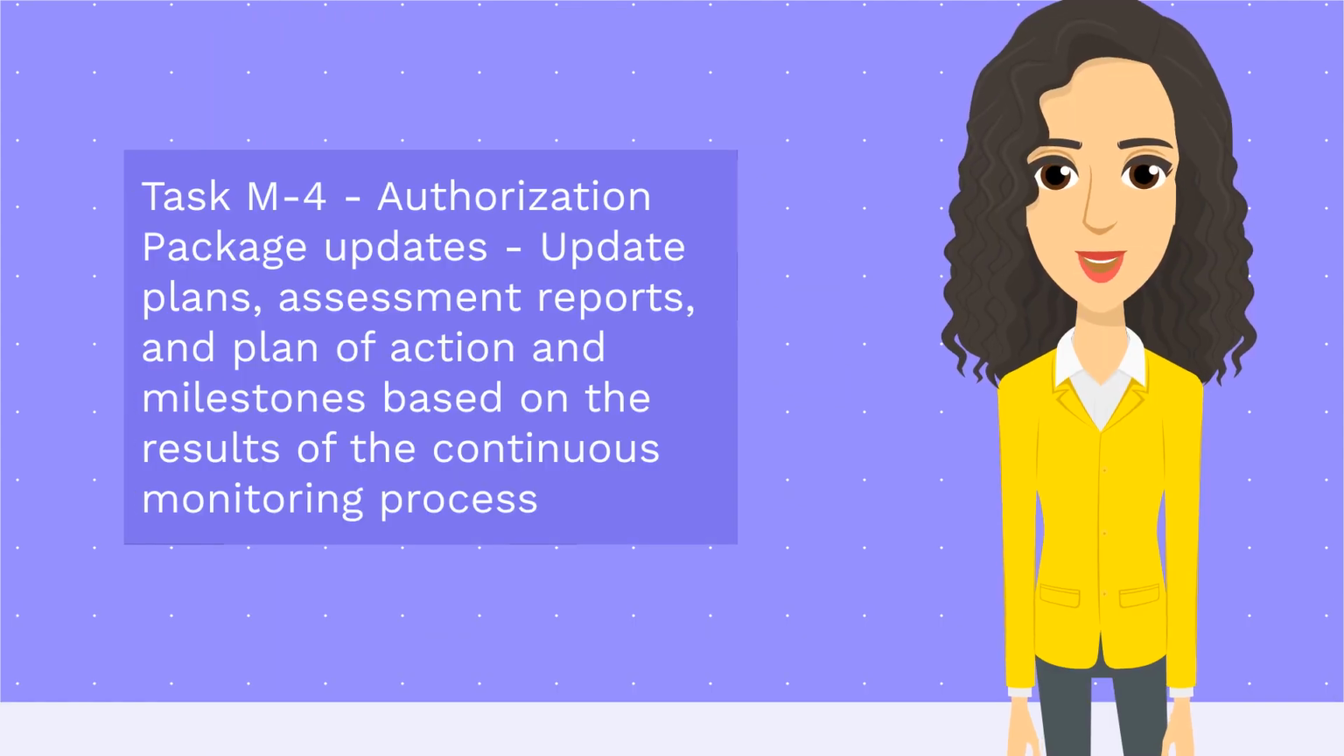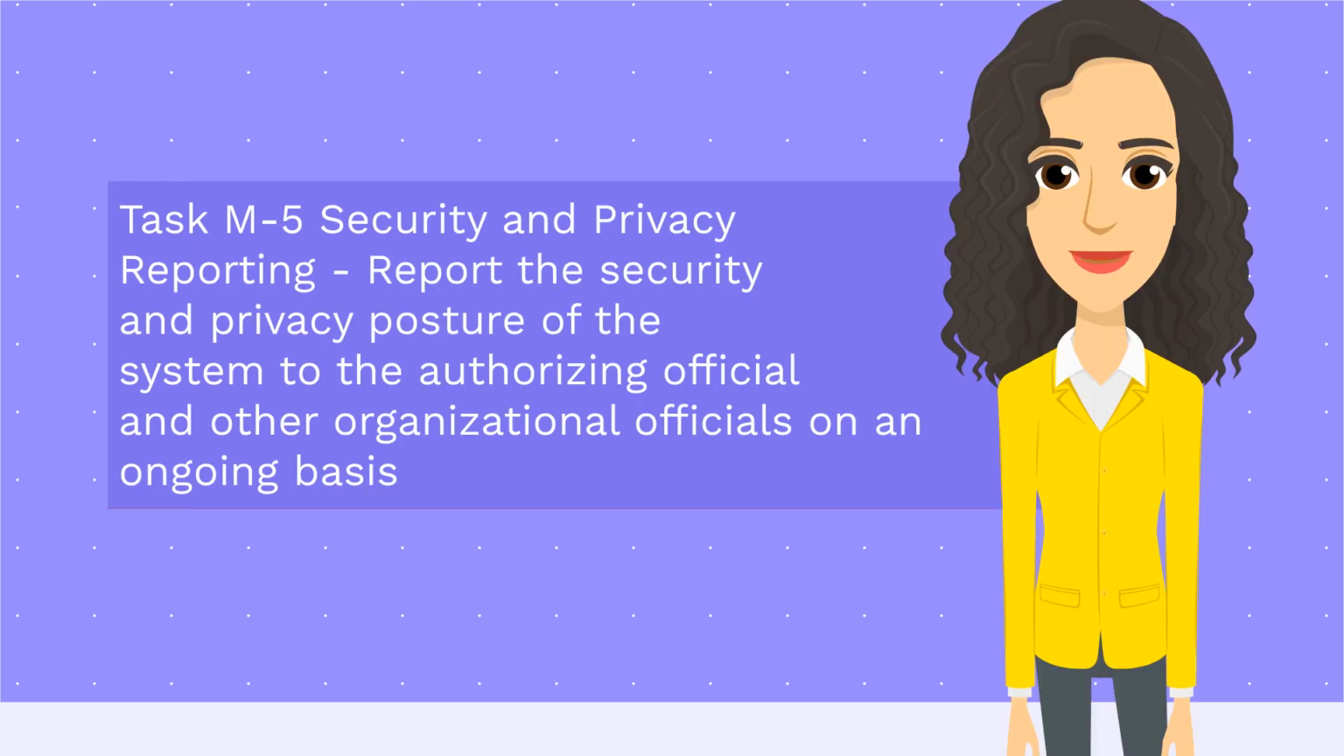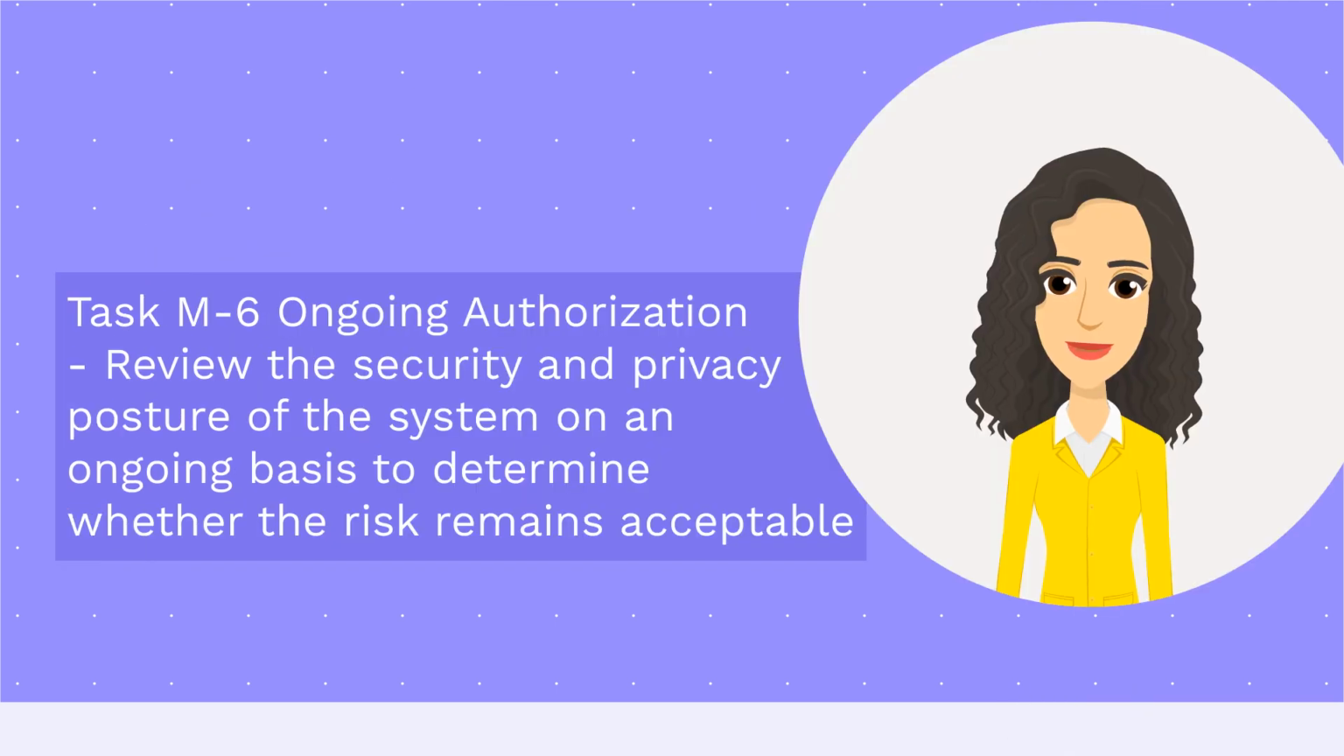Task M3. Ongoing risk response. Respond to risk based on the results of ongoing monitoring activities, risk assessments, and outstanding items in plans of action and milestones. Task M4. Authorization package updates. Update plans, assessment reports, and plans of action and milestones based on the results of the continuous monitoring process. Task M5. Security and privacy reporting. Report the security and privacy posture of the system to the authorizing official and other organizational officials on an ongoing basis.